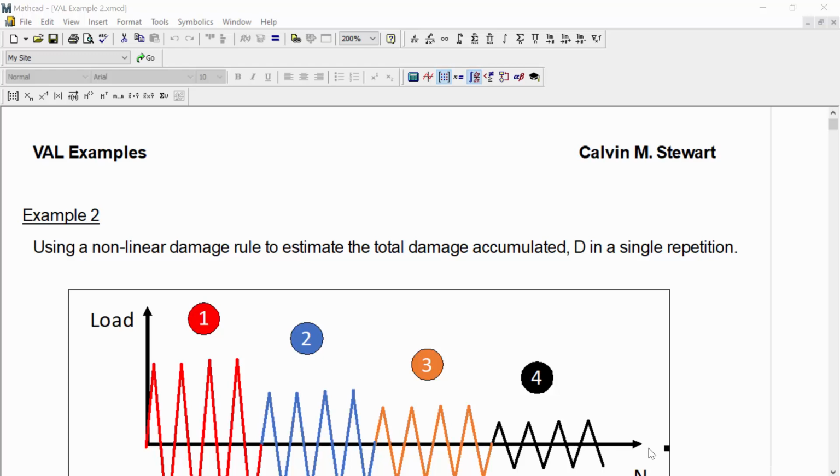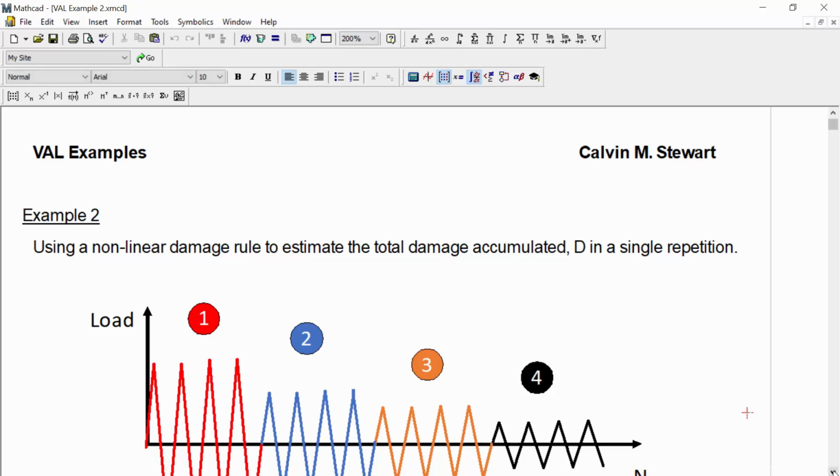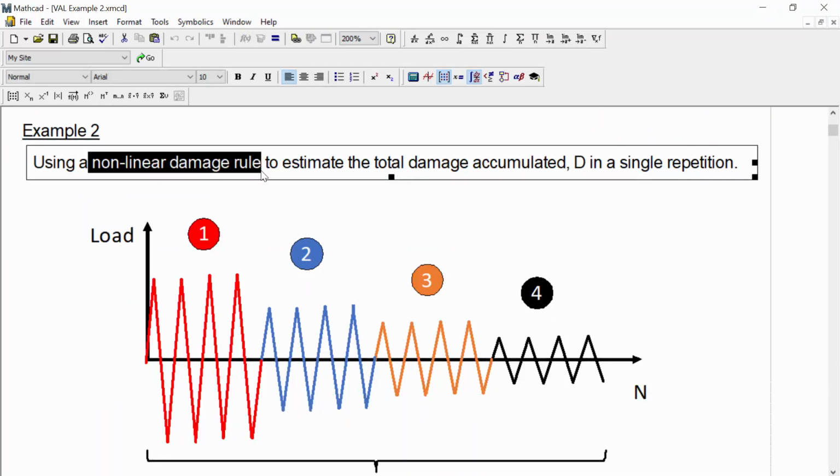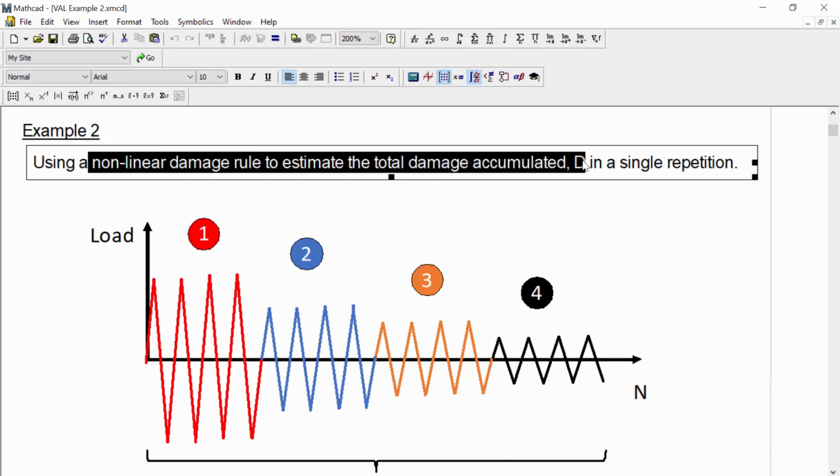Welcome to Fatigue Analysis. I'm Dr. Stewart, and today we're going to do an example for variable amplitude loading. This is example 2. In this example, we're asked to use a nonlinear damage rule to estimate the total damage accumulated in a single repetition.